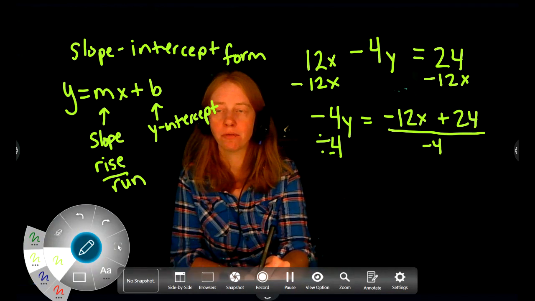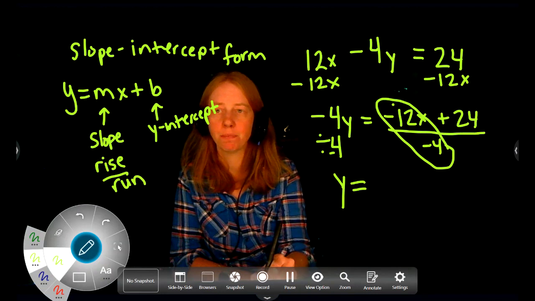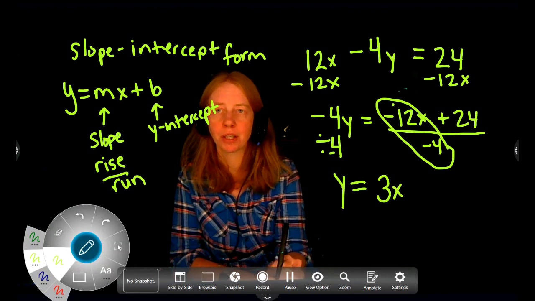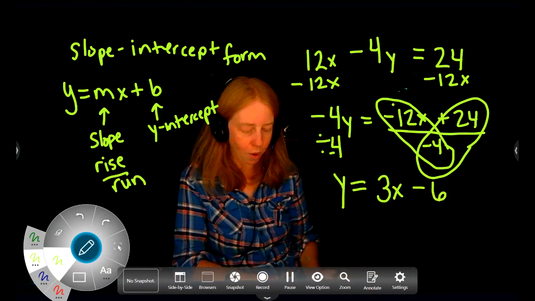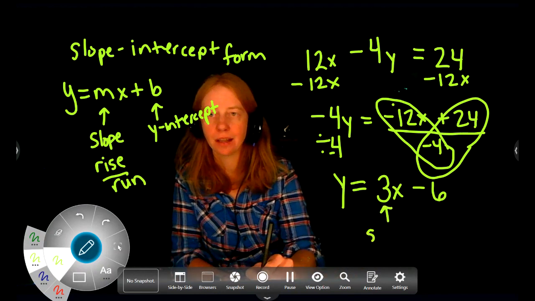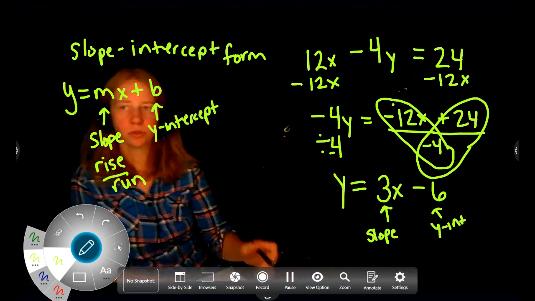Okay, so over here, -4 divided by -4 is 1. So we have y equals. Over on this side, I'm going to kind of do my little heart method. -12 divided by -4 is +3. And I still have my x attached. Now I'm going to do my other side. 24 divided by -4 is -6. So now I have y equals 3x minus 6. 3 is my slope. -6 is my y-intercept.